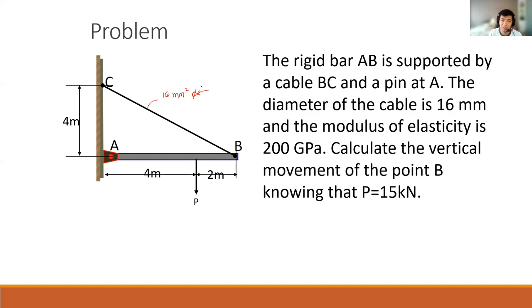Okay, so modulus of elasticity, that would be the E. Notice that the E is always given in the problem: 200 gigapascal. So calculate the movement of B, knowing that the load is equal to 15 kilonewtons. So calculate the vertical movement. Try to take note of this vertical movement of B. So we have here 15 kilonewton for the force.